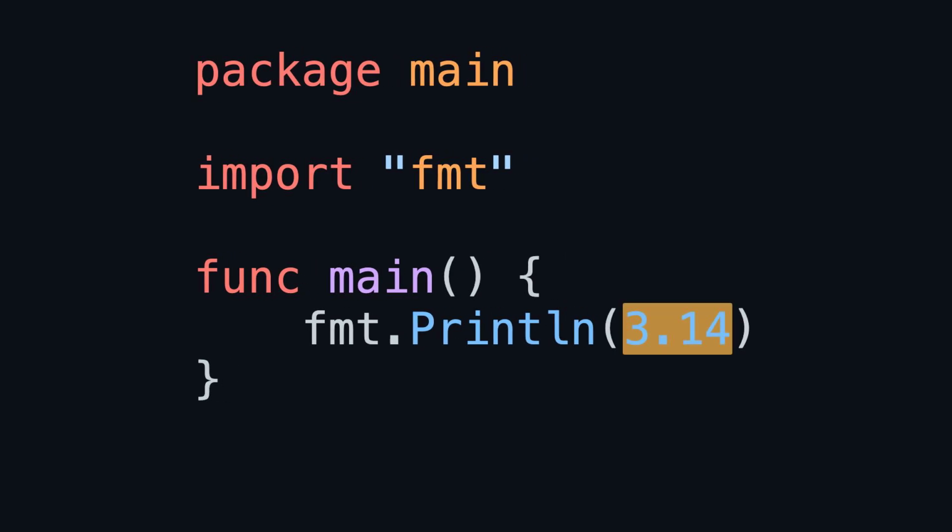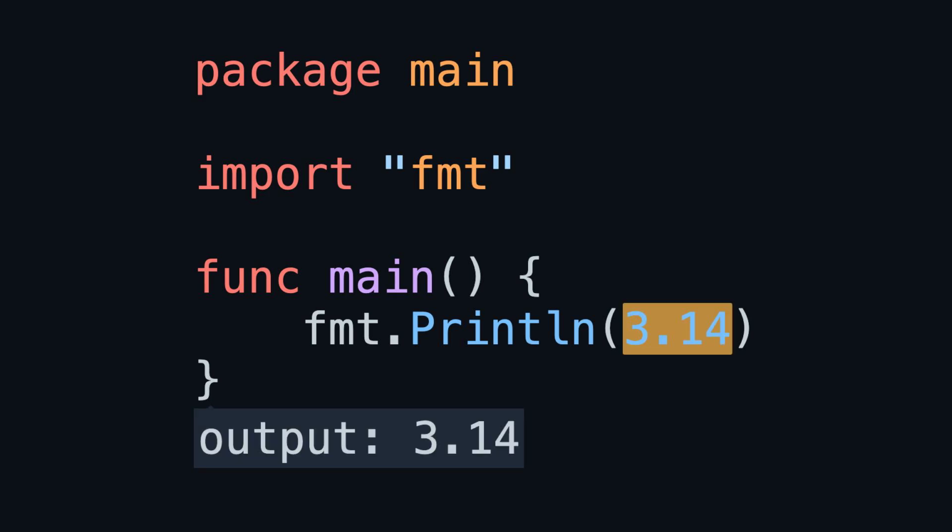Now, let's try a floating point number. Floating point numbers include a decimal, like 3.14. This allows us to work with fractions and more precise values. Running this prints 3.14. Floating point literals are great for when you need more precision in your calculations, such as in scientific computations.